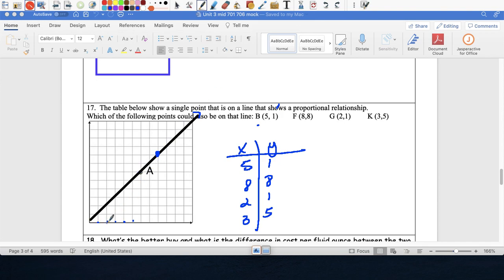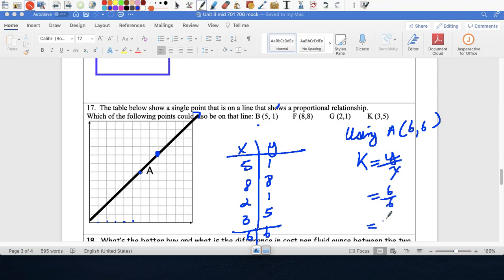Point A was 1, 2, 3, 4, 5, 6, and then 6 up. We had this point here, which was key for everybody, point 6 and 6. So using point A, which is at 6 and 6, let's find the constant of proportionality. Well, k equals y over x. In this case, it's just 6 over 6, which equals 1, right?